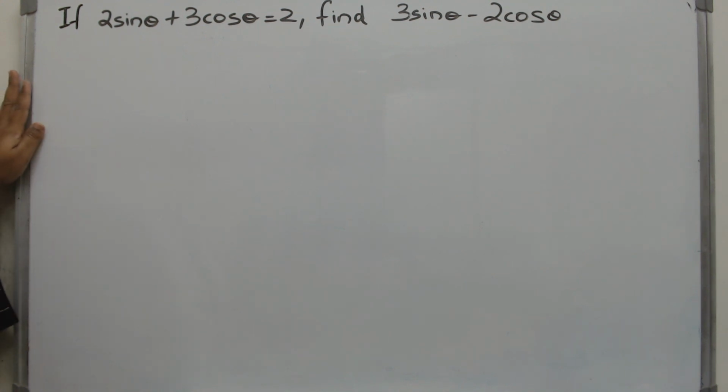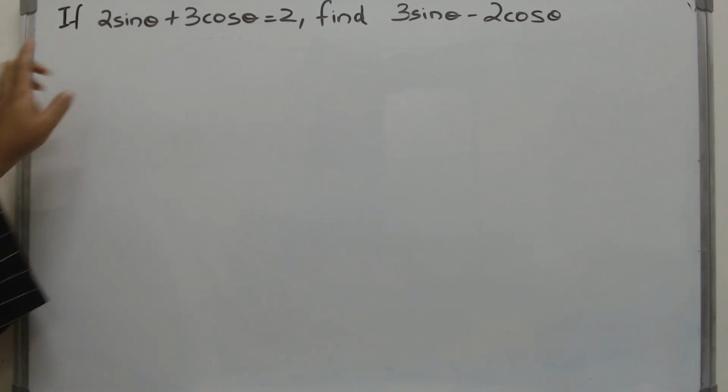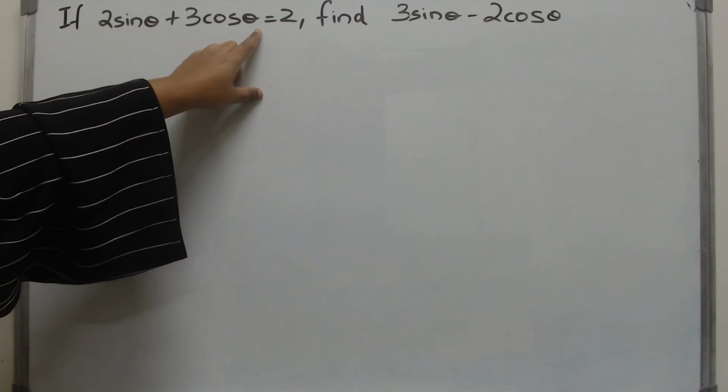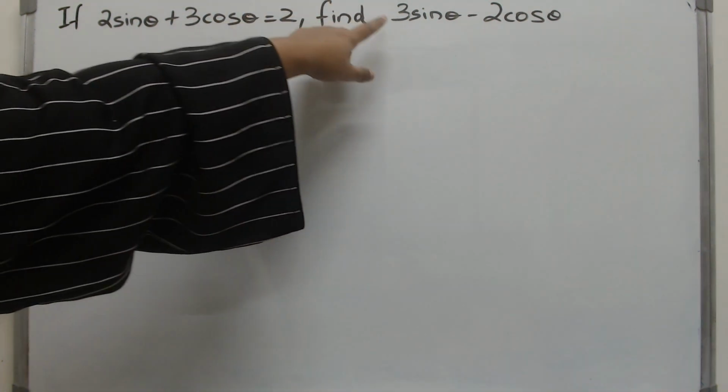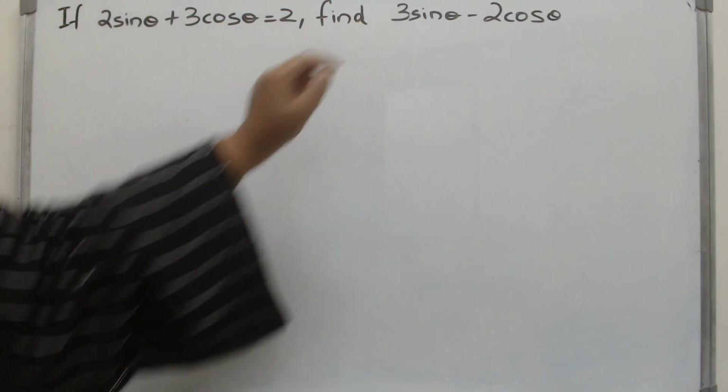Here we have a question based on trigonometry. We are given such an equation. Using this information, you have to find the value of 3 sin theta minus 2 cos theta.